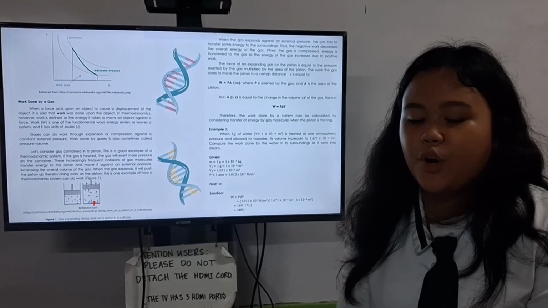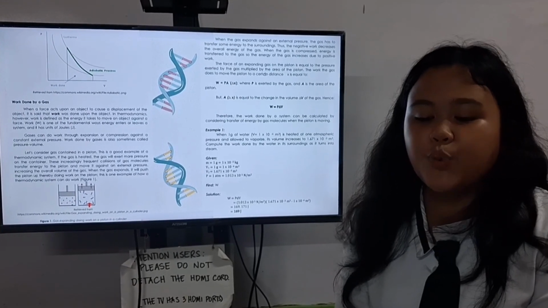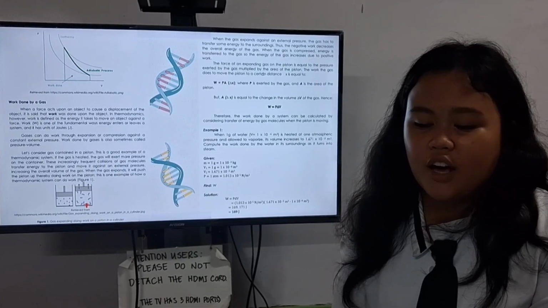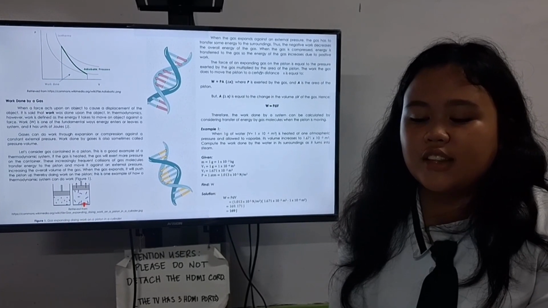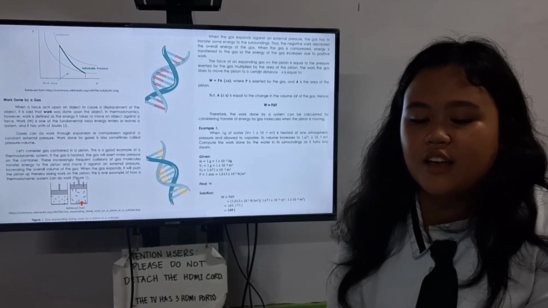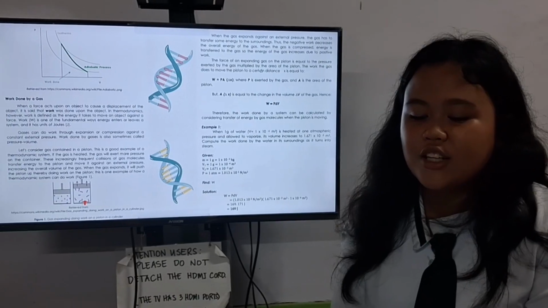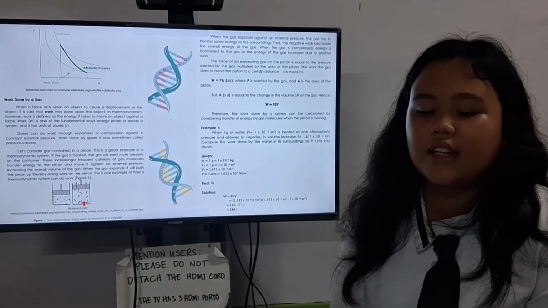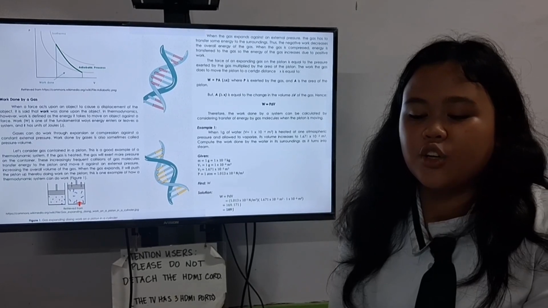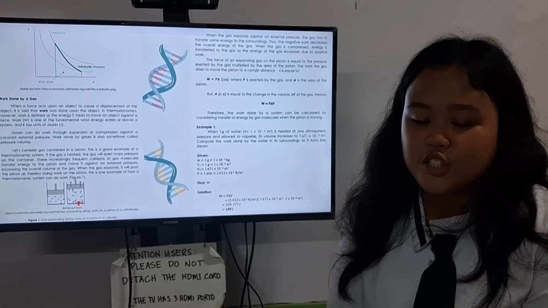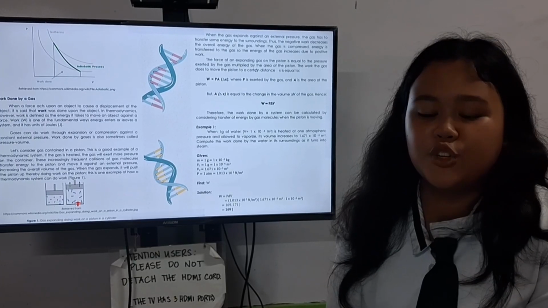So next one is work done by a gas. When a force acts upon an object to cause a displacement of the object, it is said that work was done upon the object. In thermodynamics, however, work is defined as the energy it takes to move an object against a force. Work is one of the fundamental ways energy enters or leaves a system, and it has units of joules. Gases can do work through expansion or compression against a constant external pressure. Work done by gases is also sometimes called pressure-volume work.